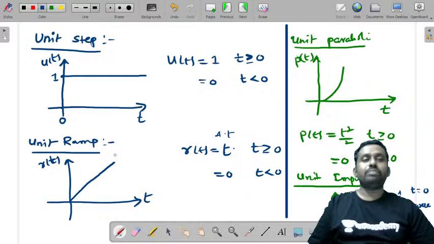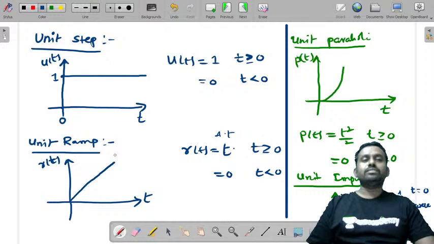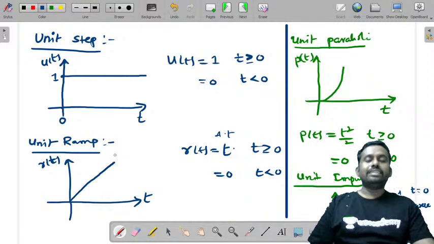Sometimes in your semester examinations, in most of the question papers that I have seen, there are questions like what are the standard test signals, explain. So you need to write what is the unit step signal. It is a static input that is given to the system.